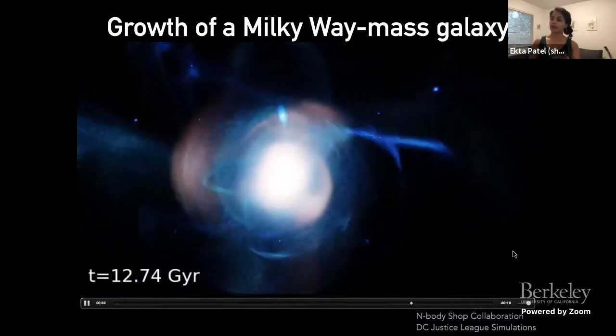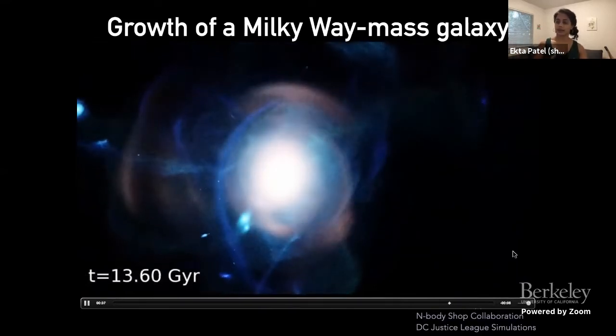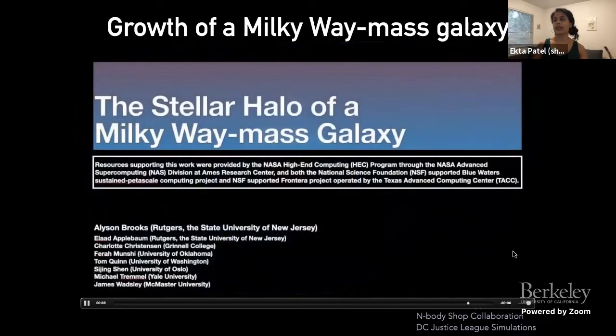So we're approaching almost present day now, where you see fewer of these satellite galaxies coming into the host galaxy's gravitational field. But this is the basic process by which these satellite galaxies are crucial to the buildup of galaxies like our own Milky Way.